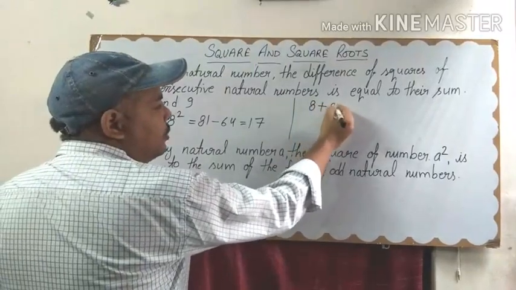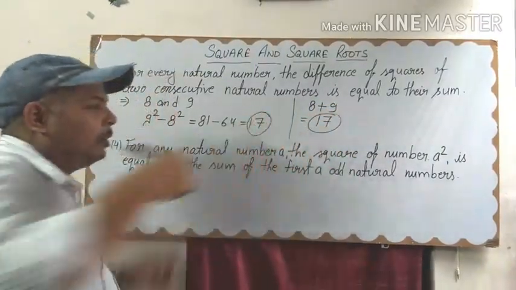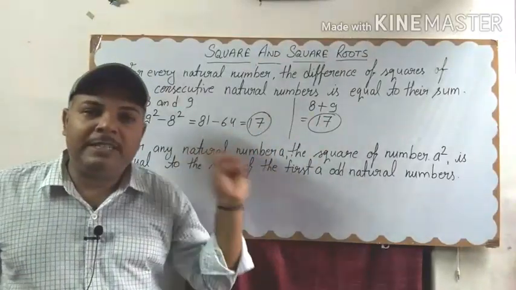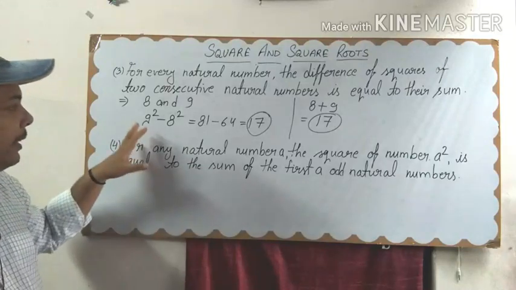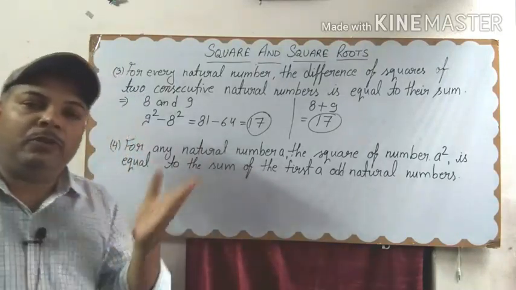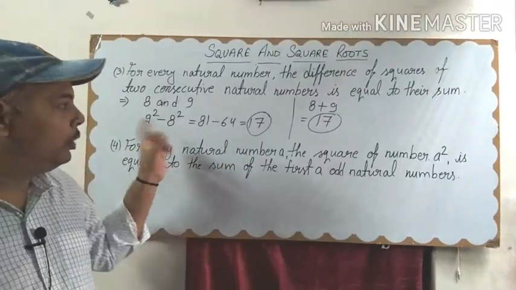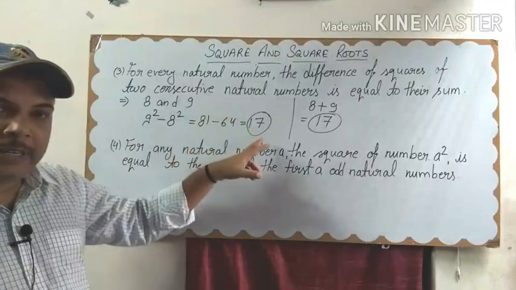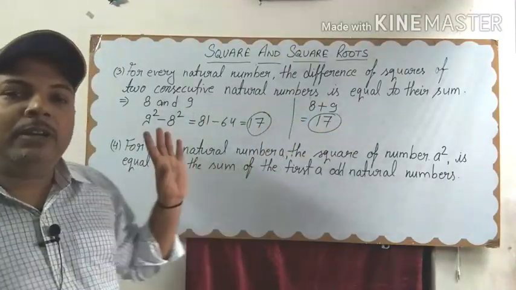Means if we add these two numbers, we will get the same number, 17. See here, we have both results same, no? So this is the property. Means if we have two consecutive natural numbers and we are going to find the difference of their square numbers, no need to square the numbers then subtract. Directly add these two numbers, you will get your answer.